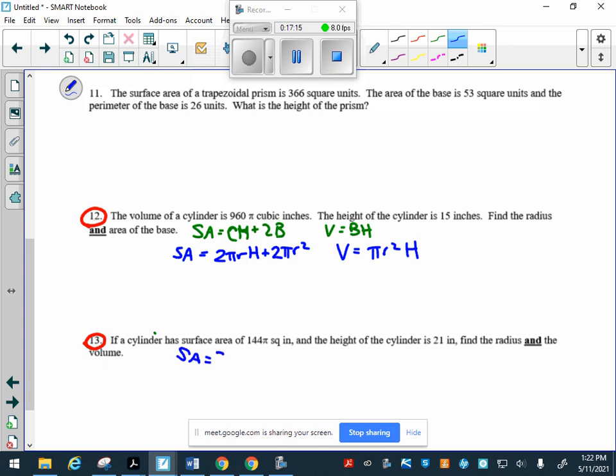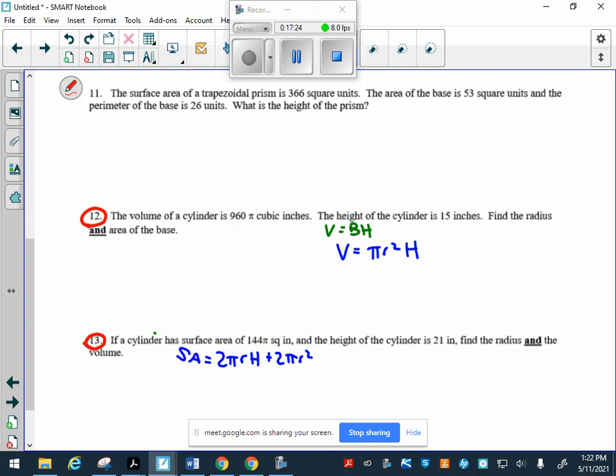So same thing down here. I'm just going to move this down. 2 pi r h plus 2 pi r squared. That one's going to be our surface area one. Does that make sense? I'll probably give you these formulas anyway on the test. I don't know. I usually don't. I'll have to talk to my other math teachers.